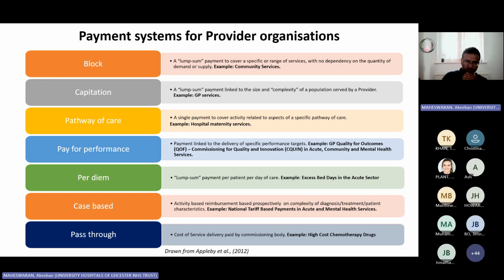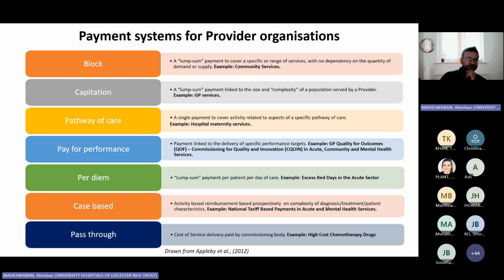And the final way is pass-through payments, where the cost of service delivery is paid by the commissioning body. Examples are some of the really niche specialised services, and high-cost chemotherapy drugs. Whatever it costs you to deliver that, it gets reimbursed by the commissioners. So that's the seven different ways you can pay for this.